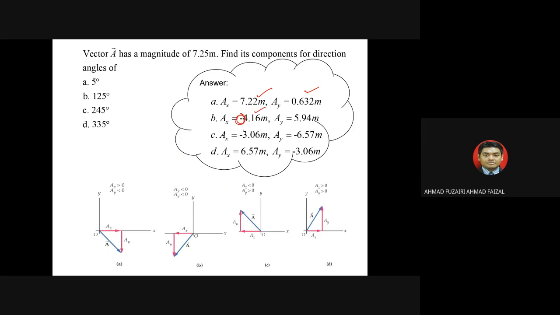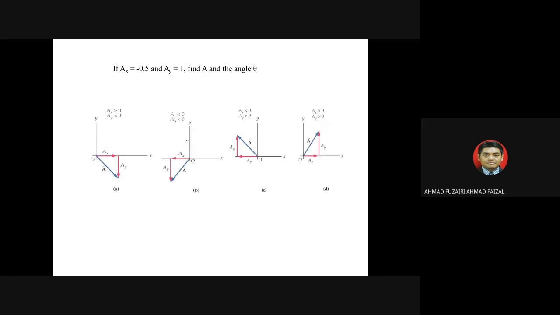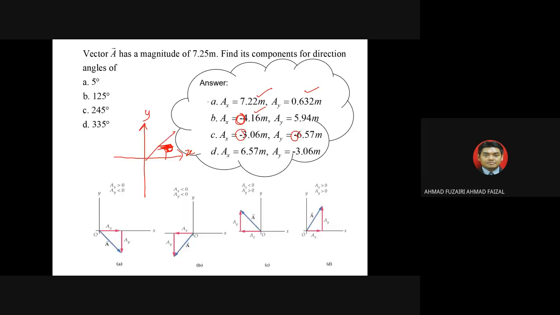Maybe there are some negative values in the answers. Why can it become negative? Because you need to know the concepts in the Cartesian coordinates. For example, this is x, this is y. When you have an angle here, all of it becomes positive. The component of Ax is positive, the component of Ay is positive.